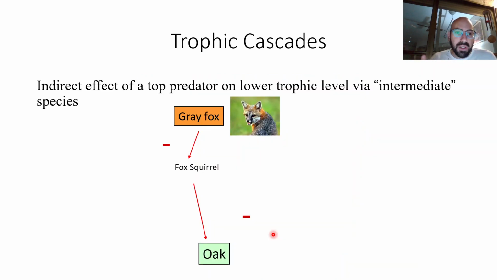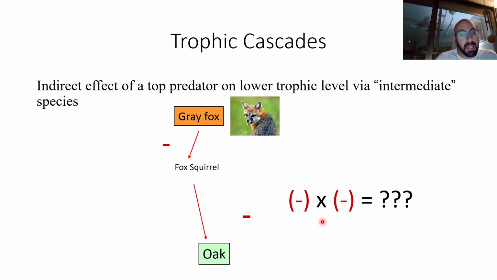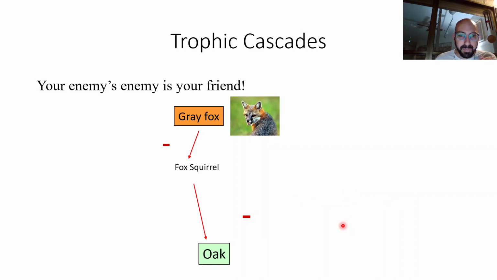If I've got a gray fox that eats a fox squirrel, and the fox squirrel eats the oak, that is a negative effect of the fox on the squirrel, and a negative effect of the squirrel on the oak. I can then multiply the effects. A negative times a negative becomes a positive. And therefore, the interaction between the fox and the oak becomes a positive one. Okay? In other words, your enemy's enemy is your friend. If you eat someone and that someone eats me, you're benefiting me. That is a positive trophic cascade.